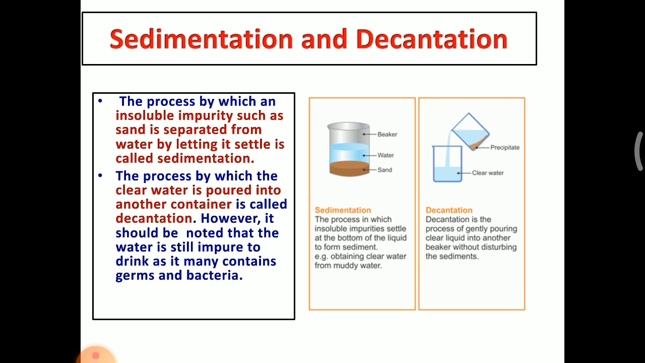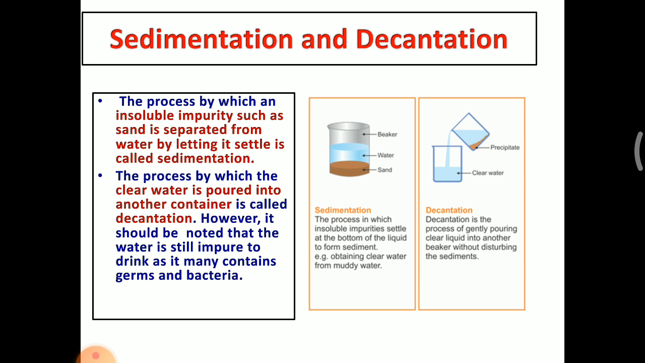The next one is sedimentation and decantation. So, what is meant by sedimentation and decantation? The process by which an insoluble impurity such as sand is separated from water by letting it settle is called sedimentation. Using this sedimentation process, we can separate the sand from muddy water. When we keep the muddy water for some hours without disturbing, the sand settles at the bottom. This is called sedimentation.